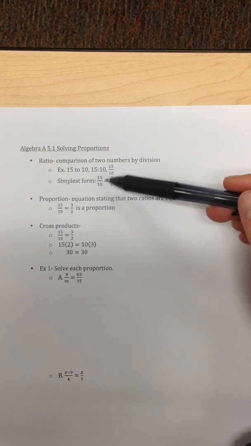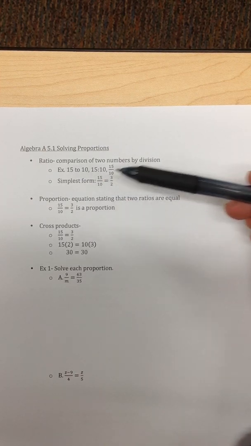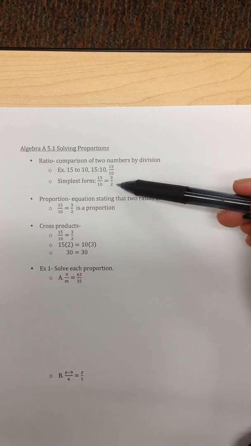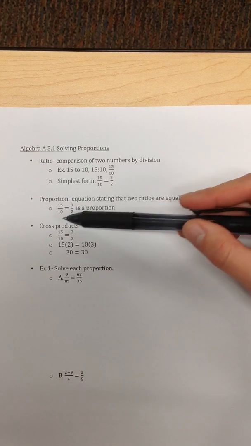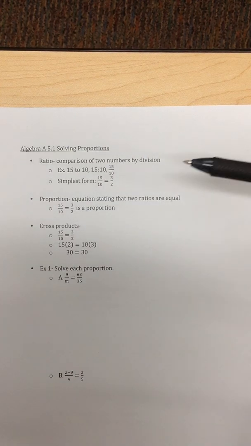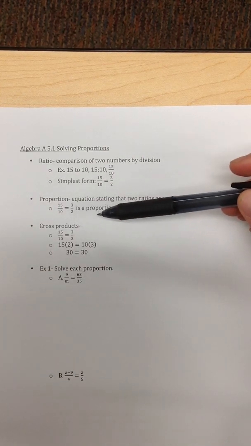So like here, 15 and 10, you could take both of those values divided by 5, so that could reduce down to 3 over 2. That would be the same exact ratio. Ratios that are equal to each other are called proportions. So we know, because we can pull a 5 out of both of those and drop to 3 and 2, that those would be equal to each other.